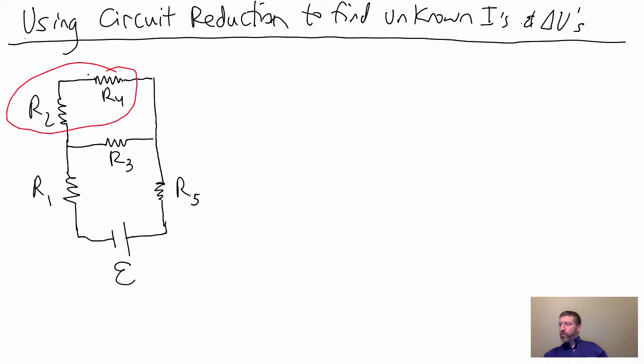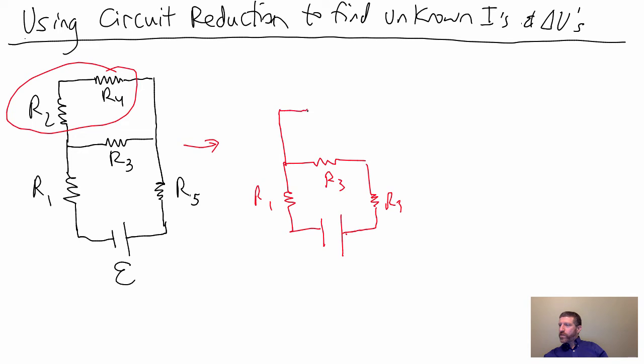So I'm going to redraw this like this. I'll just have my same R1, that stays the same, and here I'm going to keep my same R3 for now, and also keep my same R5. My EMF is right there. This is R5, but I'm going to redraw this as one resistor, and I'm going to call it R24 because I've got R2 and R4 combined as one.